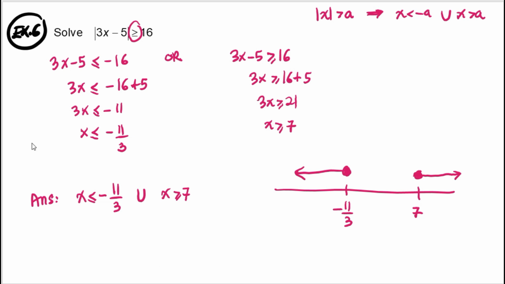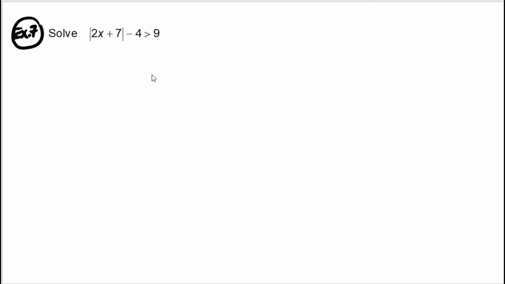Okay, all right, now let's solve this one. So can we directly make it less than negative 9 and greater than 9? No, actually we have to collect all those without modulus on one side and put those with modulus on one side. So meaning to say that we have to bring this negative 4 to this side. Therefore we will have something like modulus of 2x plus 7, right, which is greater than 9 plus 4. And then simplify this, we'll have something like modulus of 2x plus 7 which is greater than 13.